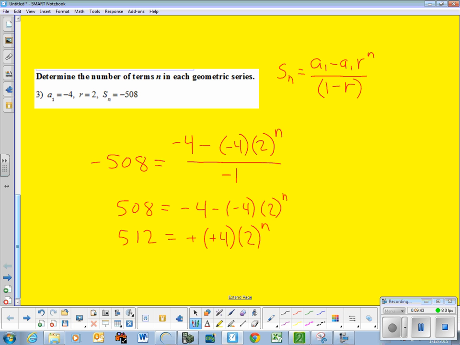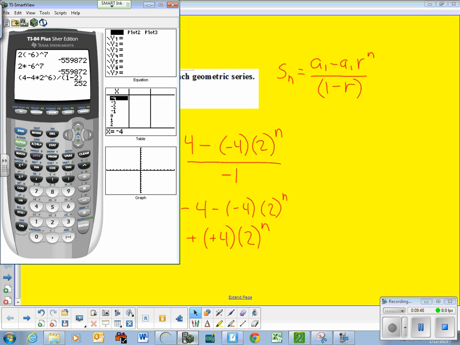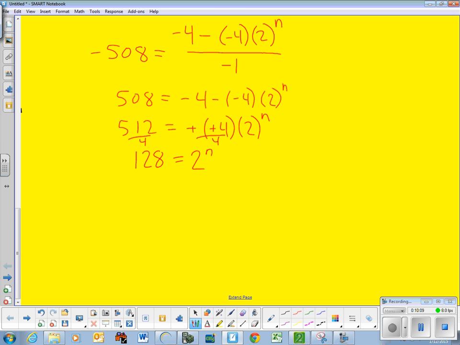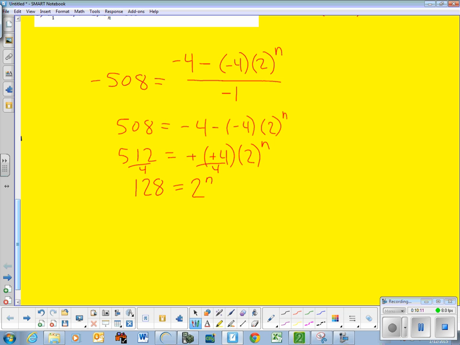512 divided by 4, that would be 128. Now I've got 2 to the n equals 128. So you've got a couple of options. You might need to do logs, but this is a power of 2, so I'm not really too worried about it.